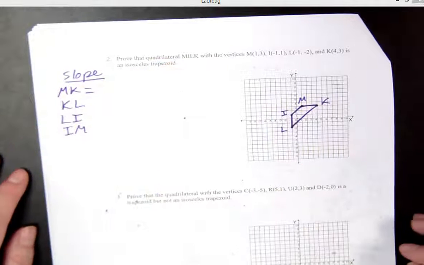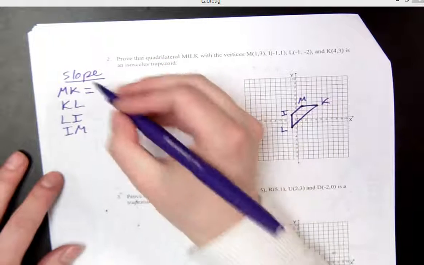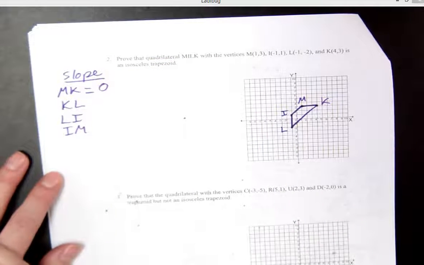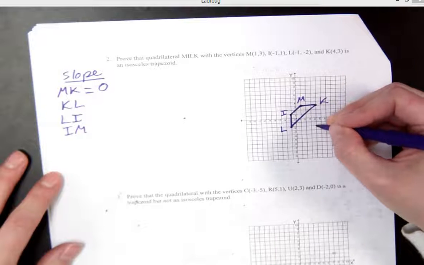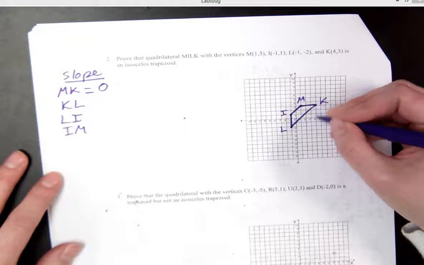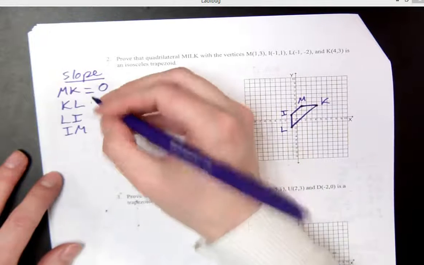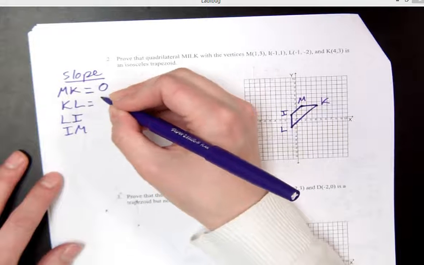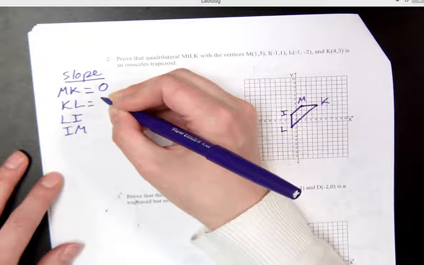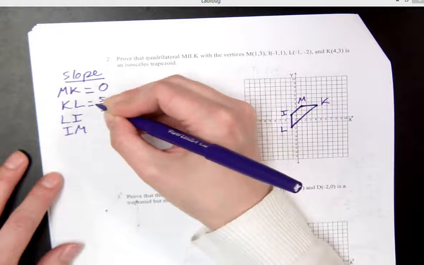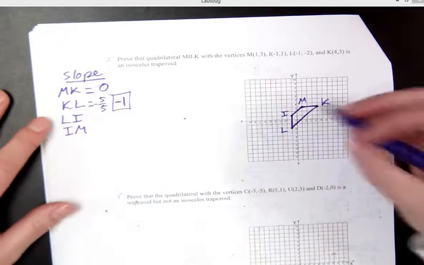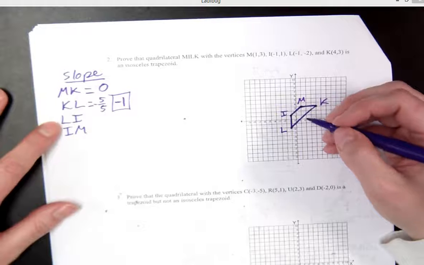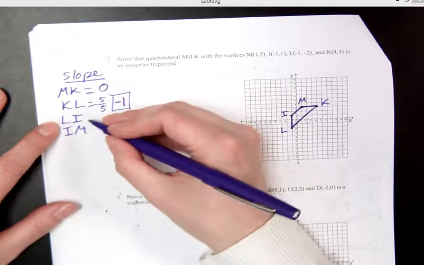So what is our slope of MK? 0. What is our slope of KL? And so our unreduced was 5 over 5, right? And then that reduces to -1. What do we call LI? Undefined.